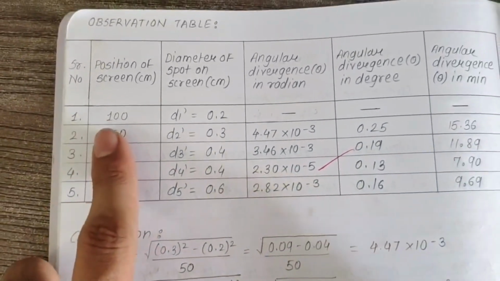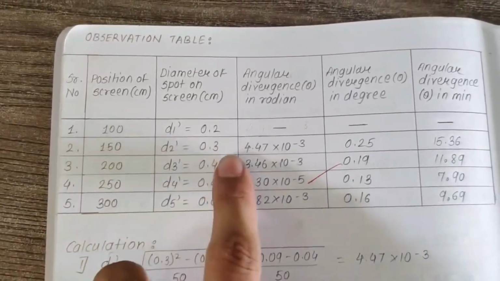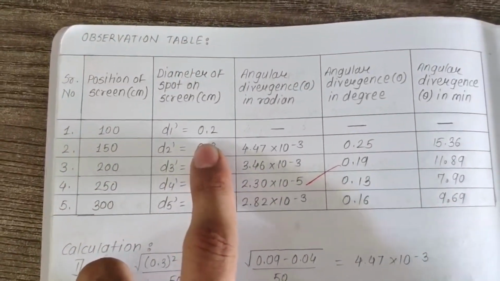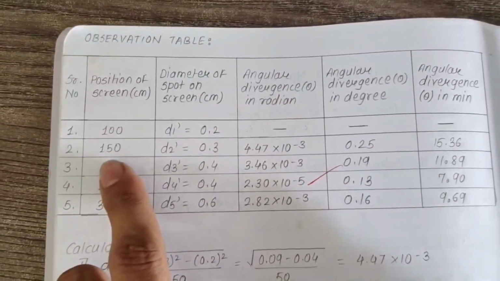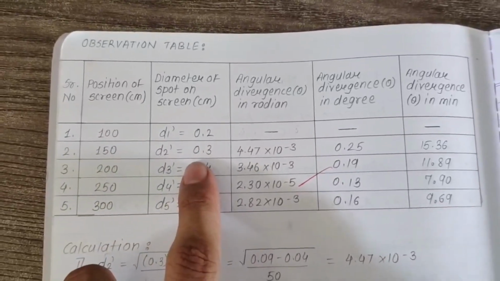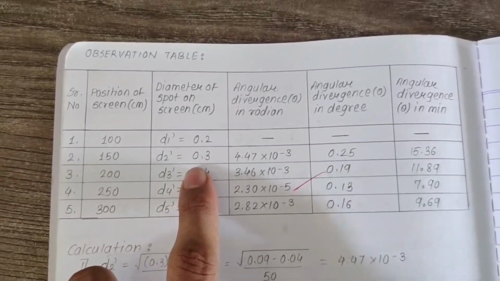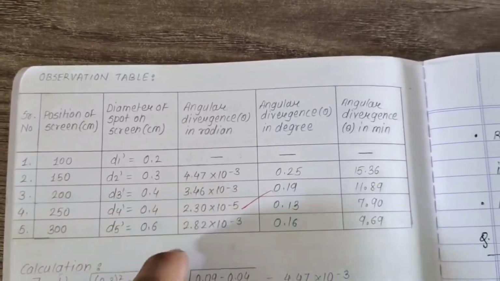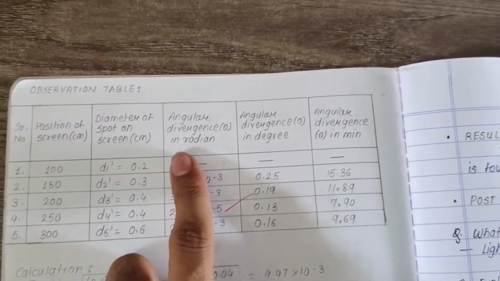So at the initial position, the diameter of the spot is 0.2, and at the second position, 150 centimeters, the diameter of the spot is 0.3. So now we have to calculate the angular divergence.